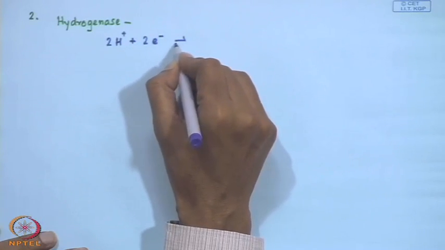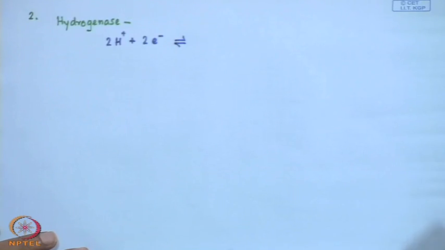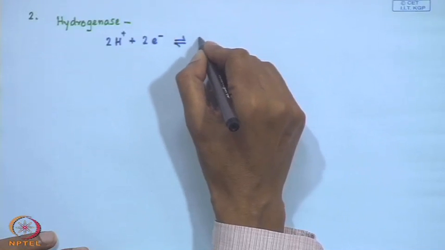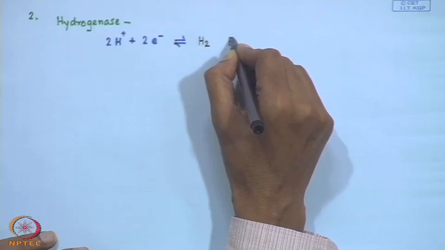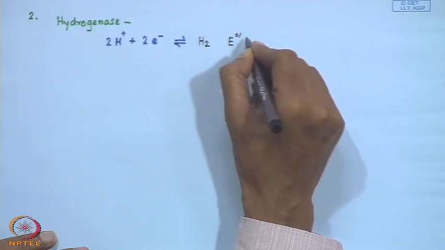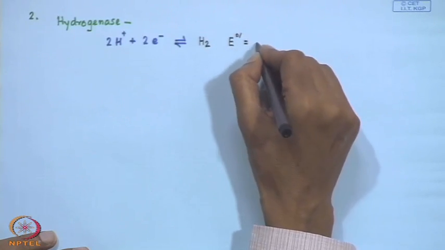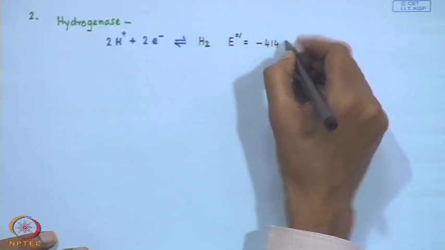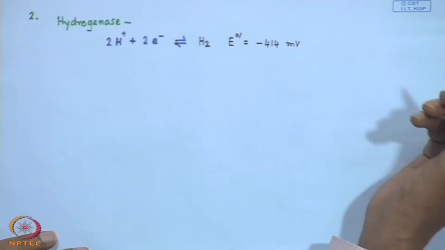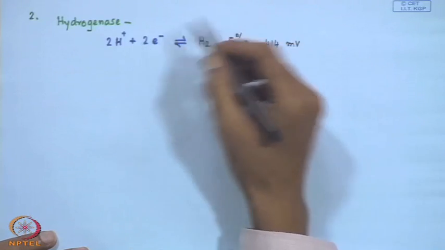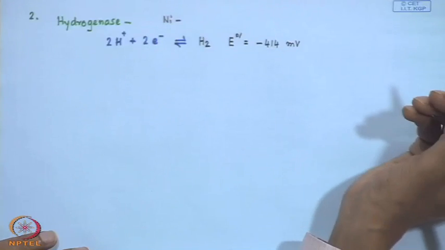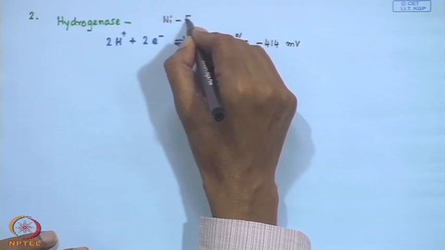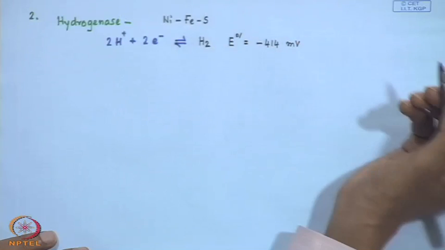So, it is a redox reaction now, the difference with that of urease, and we still use the nickel center. So, it is a 2 electron redox transformation for production of hydrogen from proton, and E 0 prime is minus 414 millivolt. And for this particular arrangement, we not only need nickel, but one well known system is based on iron and sulfur.